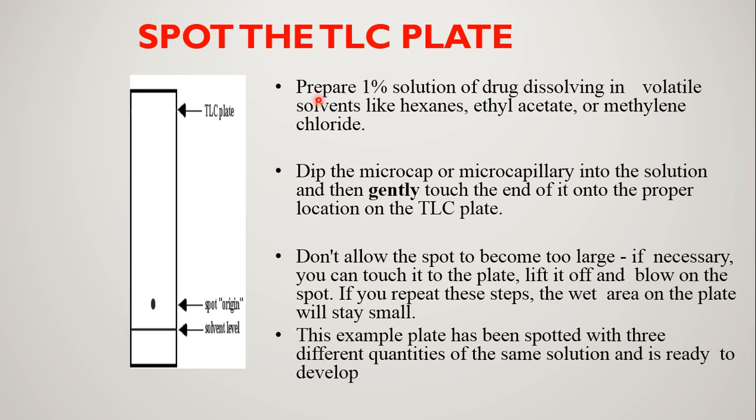Spot the TLC plate. Prepare a 1% solution, as I discussed earlier, in a volatile solvent. These are the volatile solvents: hexane, ethyl acetate, methylene chloride, CH2Cl2. Then dip the micro pipette or micro capillary into this solution and gently touch the end of it into the proper location. So what we are doing here, we dip our capillary or micro pipette into this very diluted solution, and a very small amount of the solution will be drawn into this capillary due to capillary action.